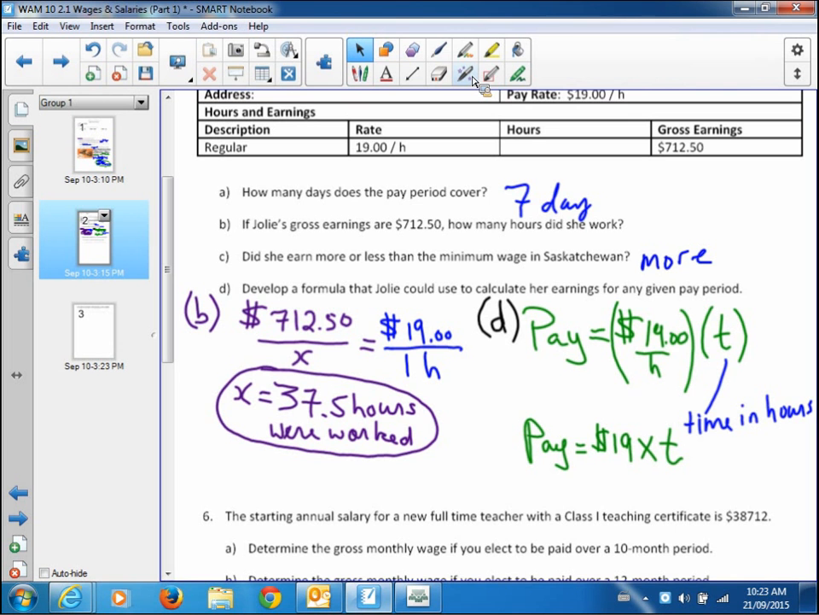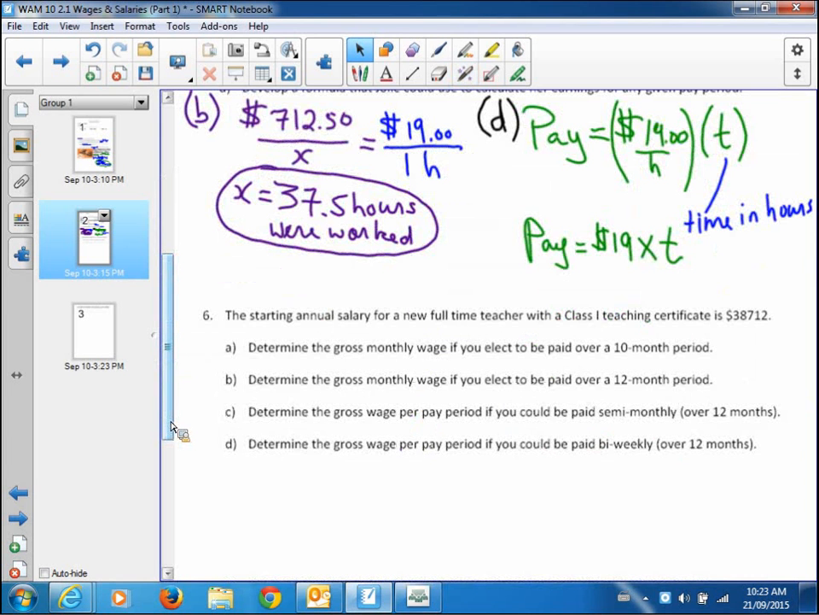Now, from that, the next one I'll let you do. If you got the whole year's wage, you can divide it over 10 months or divide it by 12 months to figure out what the monthly pay is. If you were paid bi-weekly, do you know how many weeks there are in a year? There are 52 weeks in a year. You might need to know that. So bi-weekly would be 26 pay periods, because that's every second week.